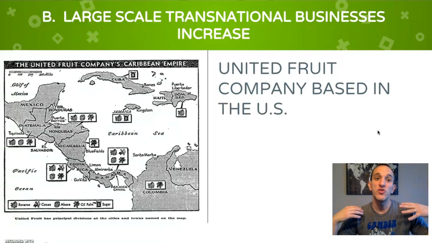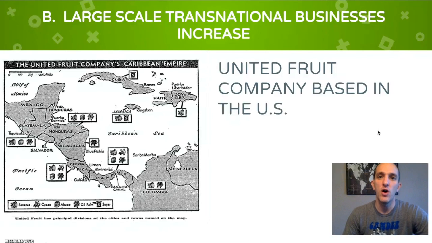Also, as this financial capitalism system takes off, we're going to see huge business owners and monopoly businesses take off. For example, in the United States, we see Rockefeller and Carnegie and these huge business tycoons. We see a large transnational business increase. Transnational means across. Trans is across something. National. So these are businesses that are not just located in one country.